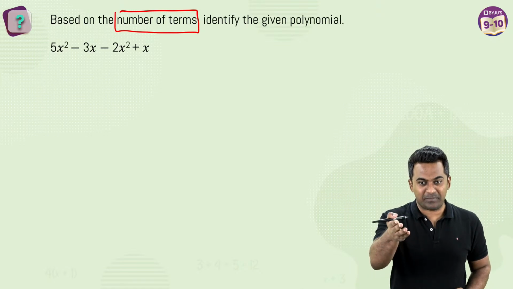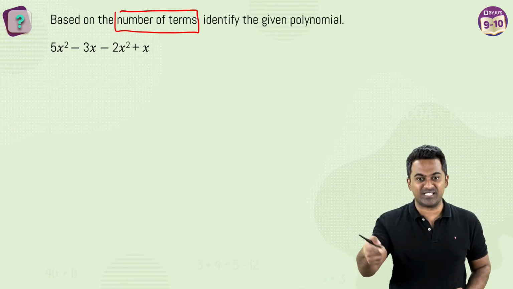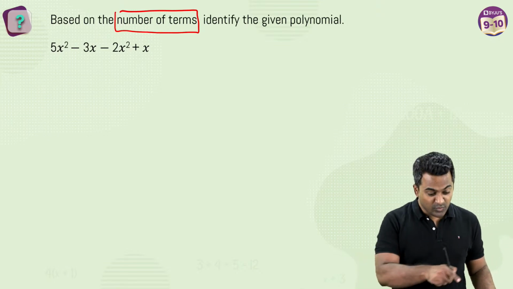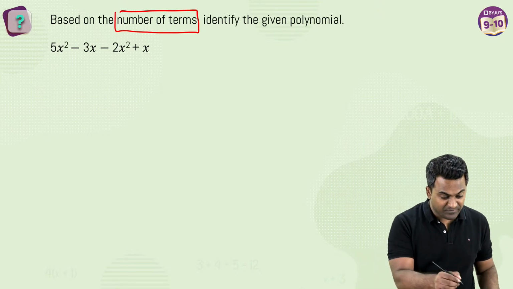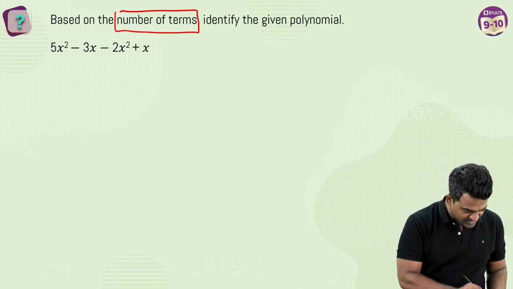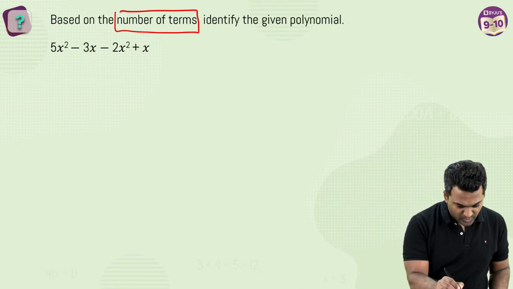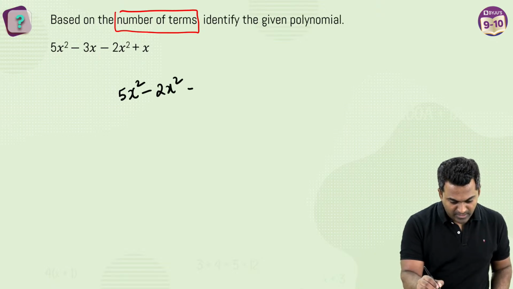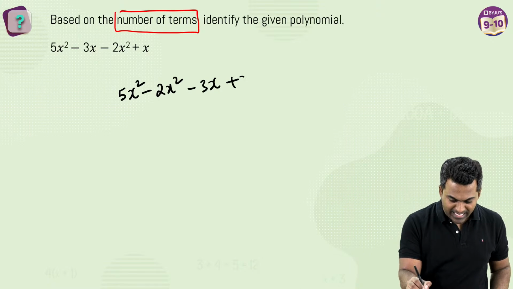Yes, Gaurav, I'm coming to that. Infinite terms, if you keep writing 0, 0, 0, 0, that's the reason why the degree is infinite. Okay? You've got to simplify this first. Look, can I simplify this? Let me just take a better color first. All right, look. 5x square minus 2x square minus 3x plus x.